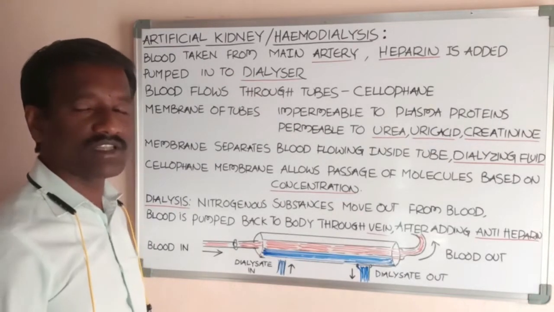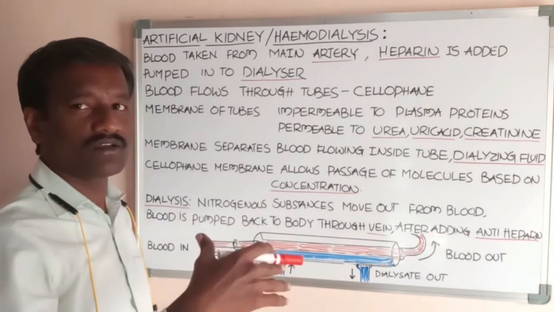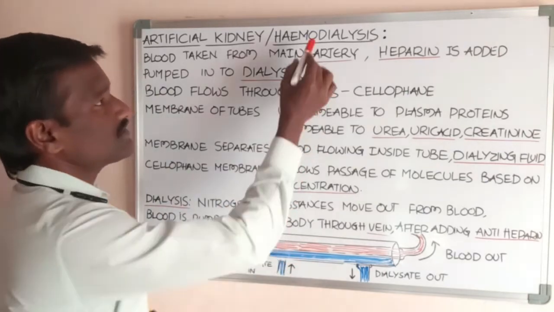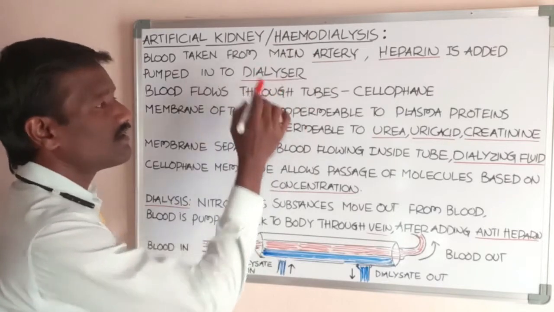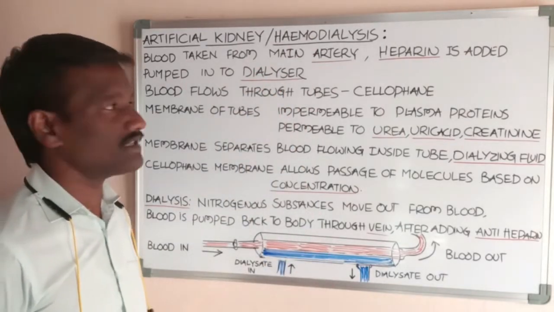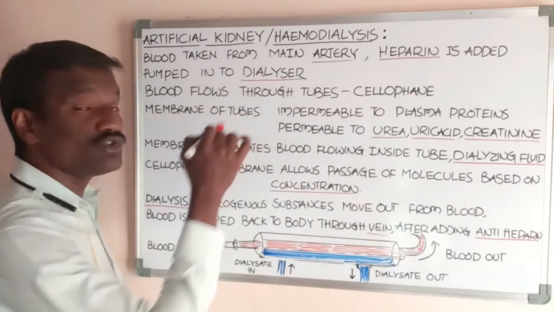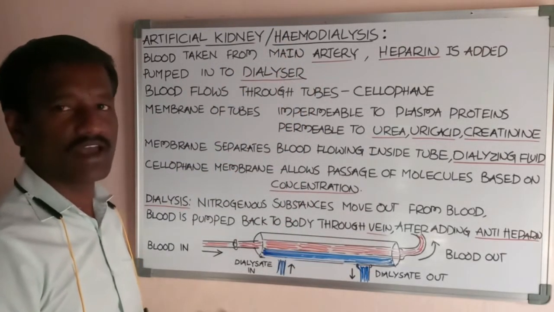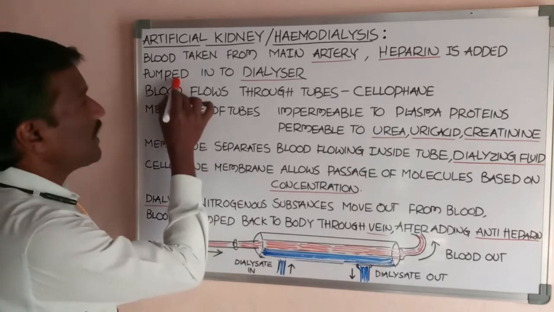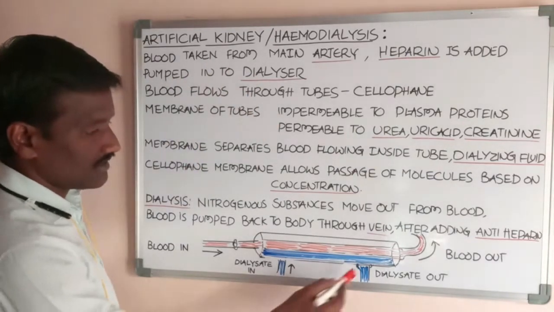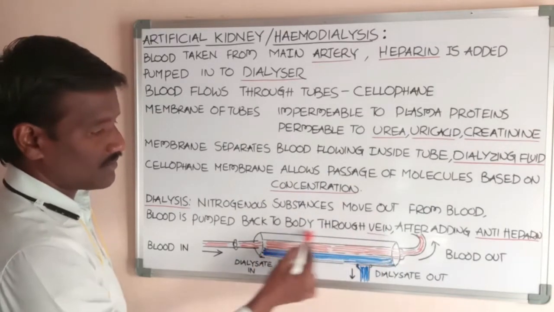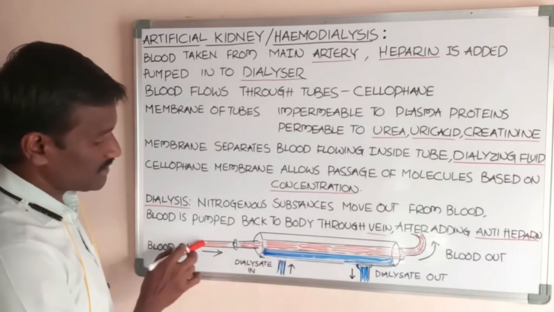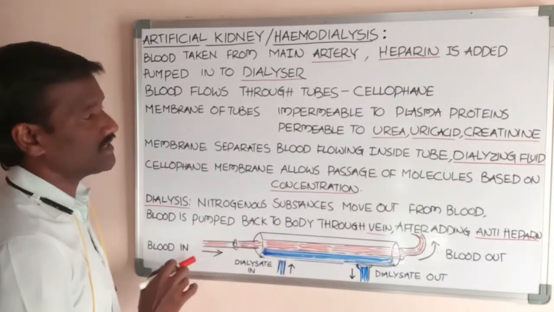Which one is the machine? The machine involved in the process of hemodialysis is called the dialyzer. The dialyzer is the instrument, the apparatus used in hemodialysis. The blood is pumped into the dialyzer. This one is the dialyzer. Students, this is the instrument called the dialyzer. Blood is pumped into the dialyzer.